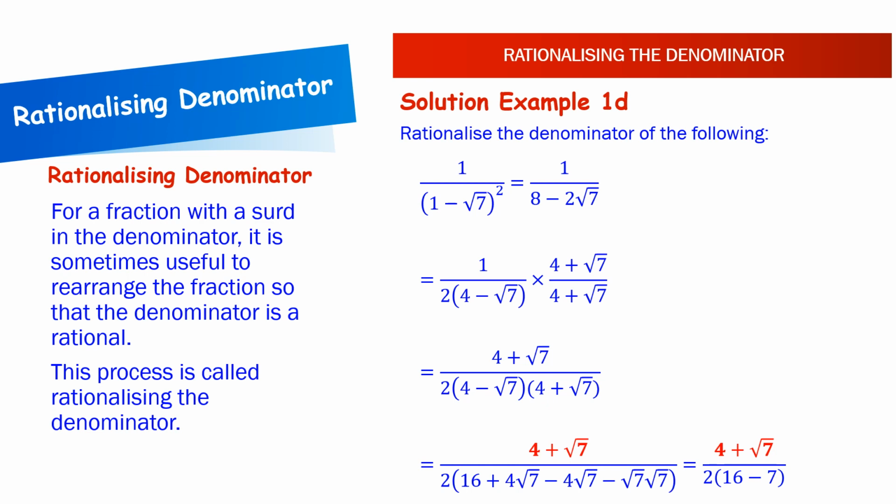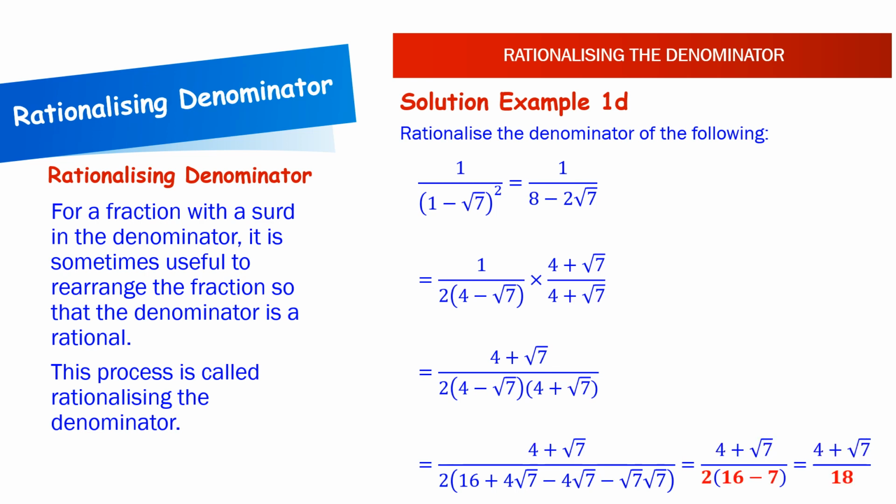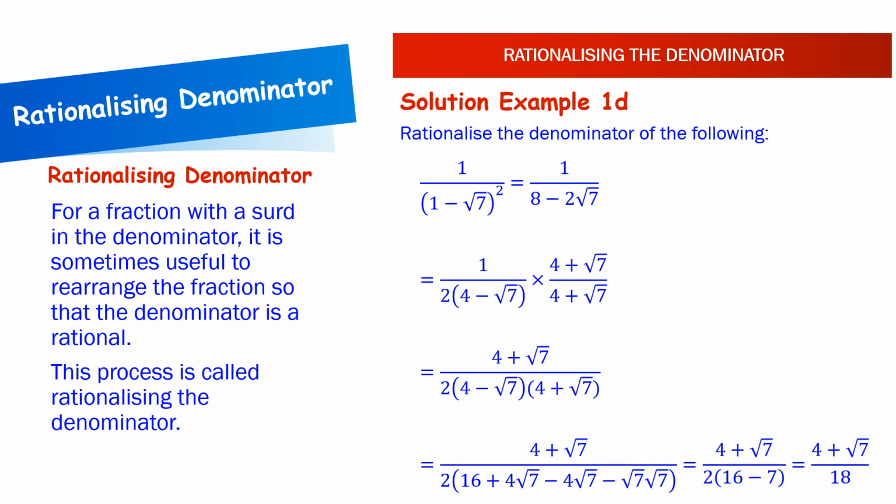And tidying up gives us 4 plus root 7 all over 2 times 16, and of course the 4 root 7 cancels with the minus 4 root 7, and we have minus 7 at the end here. And so tidying up some more gives us 4 plus root 7 divided by 18. And as you can see, we've now rationalised the denominator of the expression.